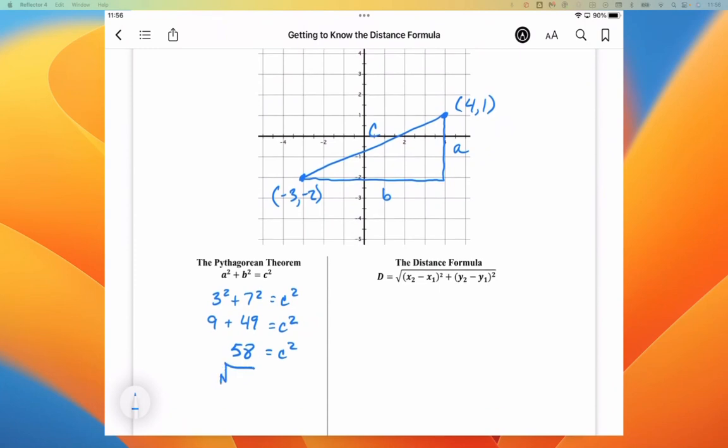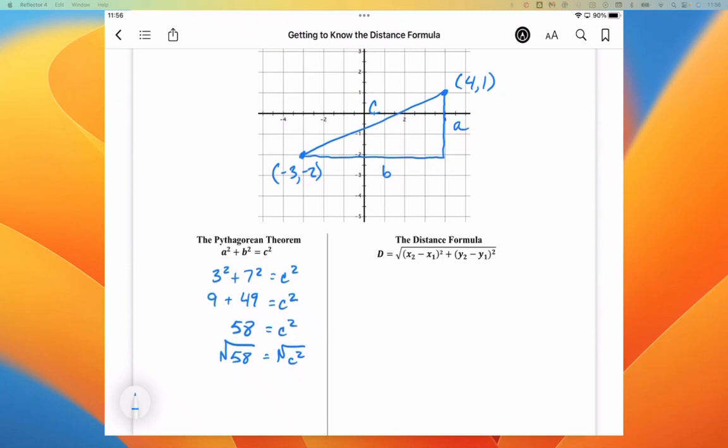We'll take the square root of both sides here. And we can just leave our answer like that. It's totally okay to leave your answer as a square root, like we see it there. Or we could actually take the square root of 58, and we get 7.62.